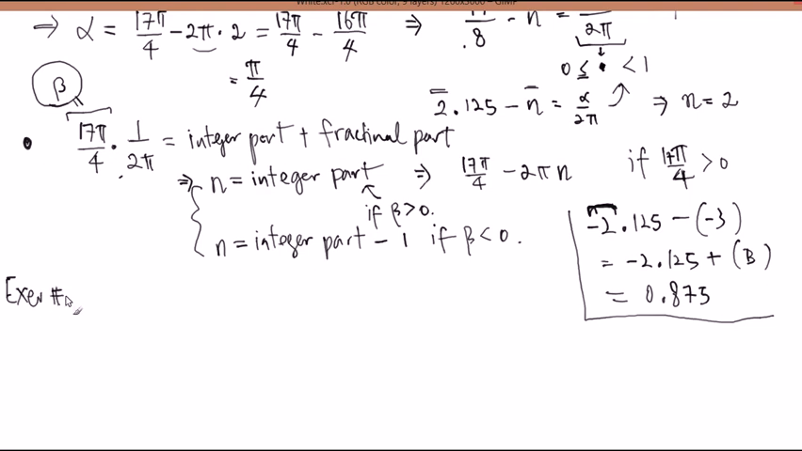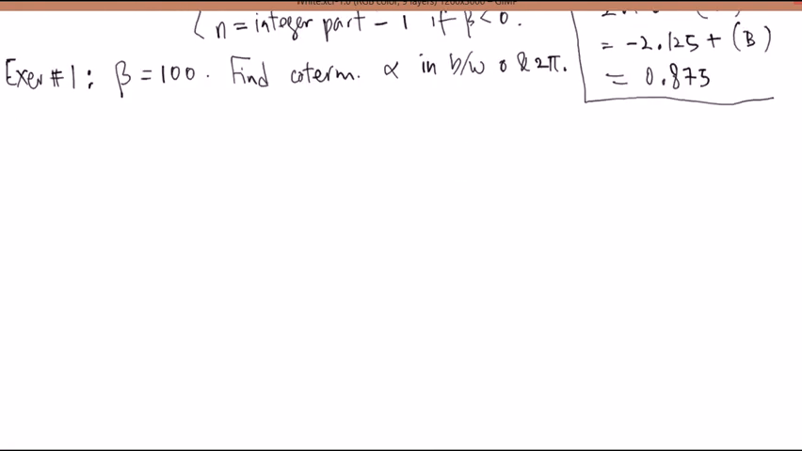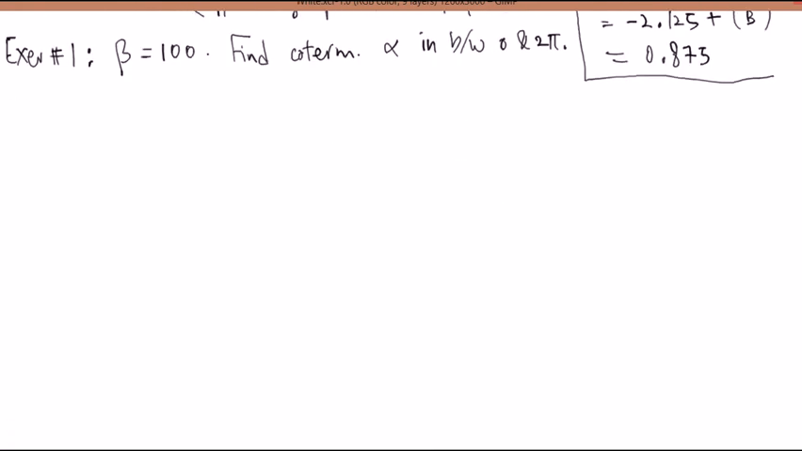So here's your exercise number 1 today. What if my beta is 100 and find coterminal angle alpha in between 0 and 2 pi? Does that make sense? So I want you to think about the shortcut, not the first thing that I did, which was justification and explanation.